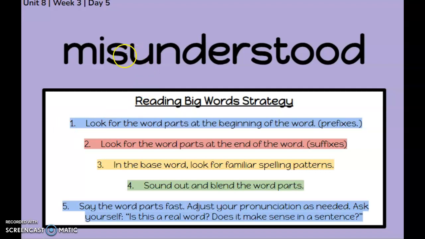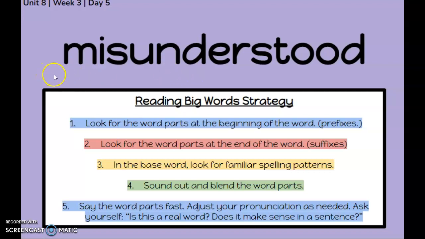I know that the prefix is mis, which means not, and understood means to get something or to know something or to think something. Misunderstood means probably to not get something, to not understand something, to not be heard, to not be seen. I've heard it in a sentence where we could say, that student felt so misunderstood, meaning that student didn't feel like anyone understood them or was understanding of them.